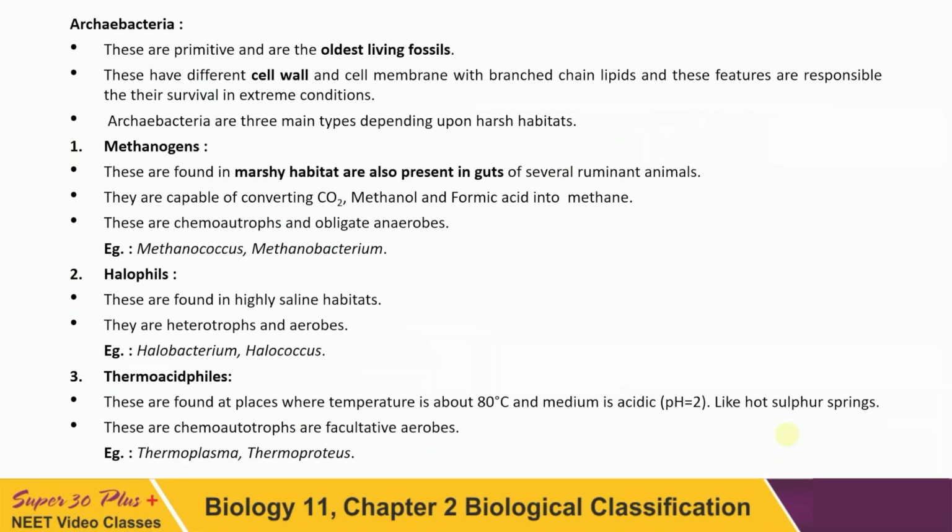One more group we have to discuss, one more type of Monerans, that is Archaebacteria. I told you in the beginning of classification that Archaebacteria have been separated from the rest of the Monerans on the basis of some important characters, because they have a different type of cell wall and a different type of cell membrane. These are the most primitive ones, known as the oldest living fossils. Because of the different cell wall and cell membranes, they can survive in extreme conditions, even in hostile climate. In a harsh environment, they can survive easily. Come to the next now.